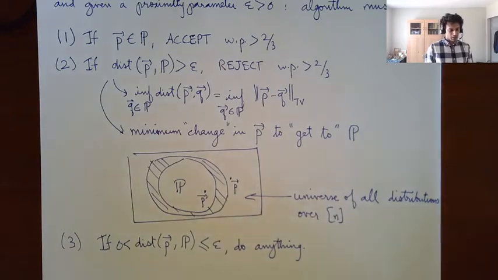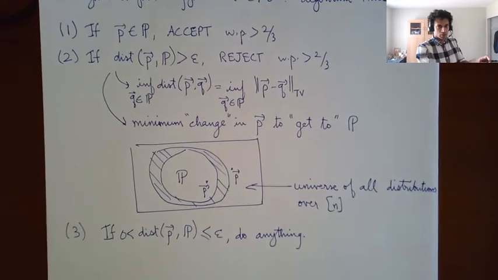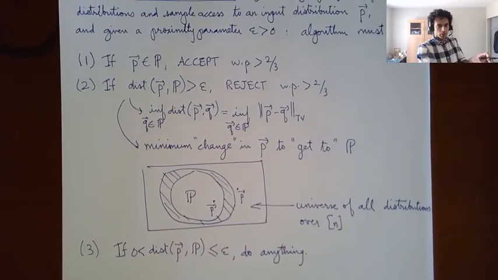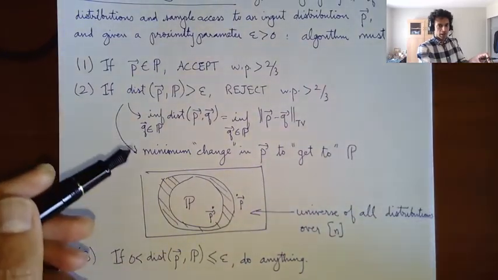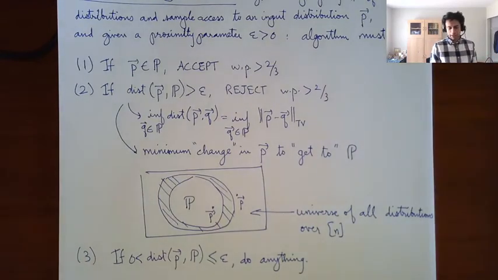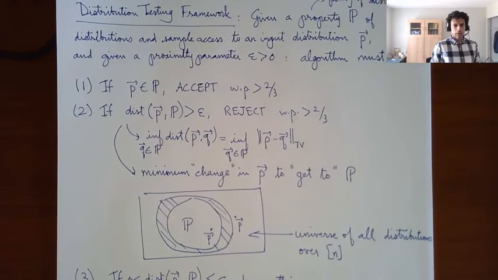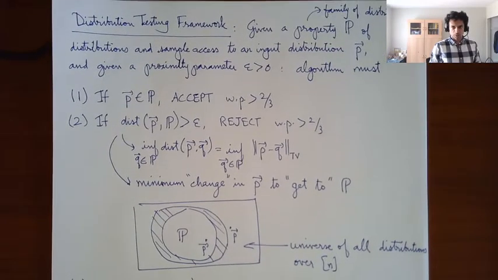Right? And this is the framework. So this isn't a specific question. I've given you a framework of questions. And a lot of this language is, of course, the language of property testing, stated for the setting of distributions. So any questions here? Any questions?